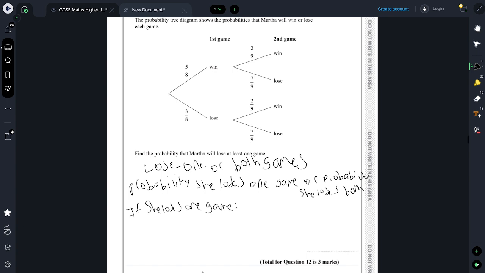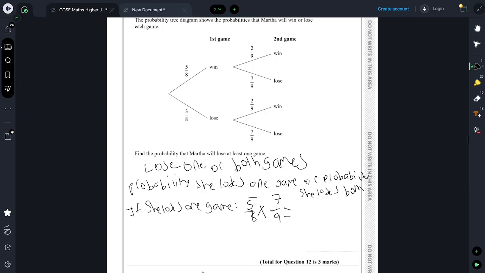Okay. Well, that means she's either going to win the first game, but then she'll have to lose the second one to make sure she loses once. So that's going to be 5/8, and then she loses the second one, so it's 5/8 times 7/9.